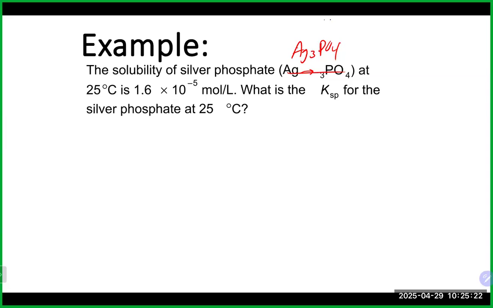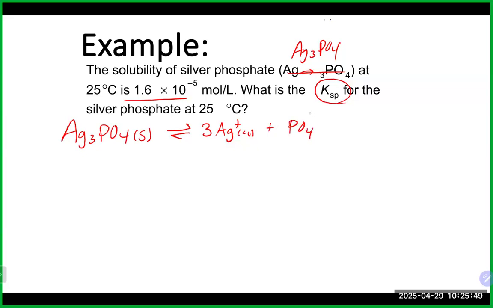So if we were going to do an ice table, we would start with our solid here on the left. And by the way, I know it's a solid because frankly, there's a KSP value we're looking for. Because of that, I know that's going to be insoluble. So this is going to break apart into 3 silver ions and a phosphate ion, basically. That is, by the way, going to give us a KSP of the concentration of silver. Once again, we do need to cube it because of the coefficient that's here times the phosphate.